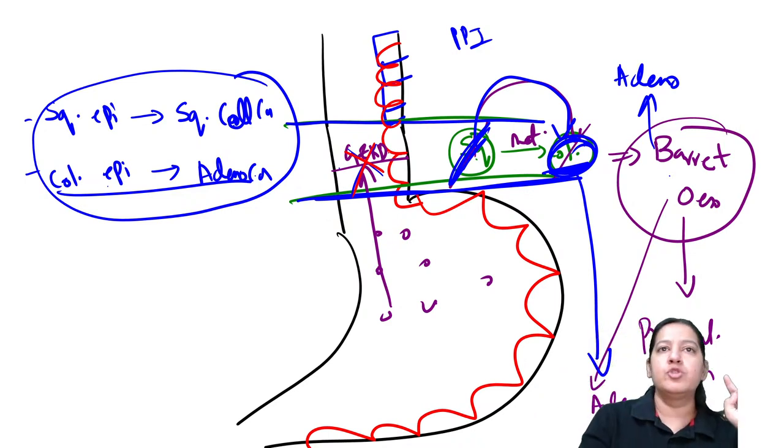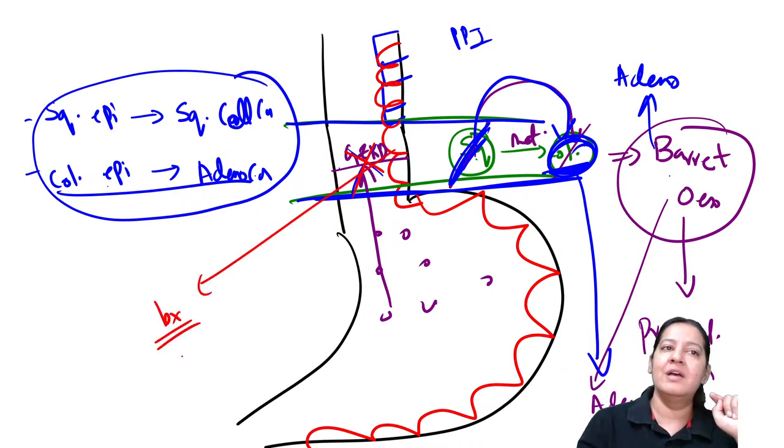And second thing, do the biopsy every 6 months. Every 6 months do the biopsy and see if metaplasia is there.